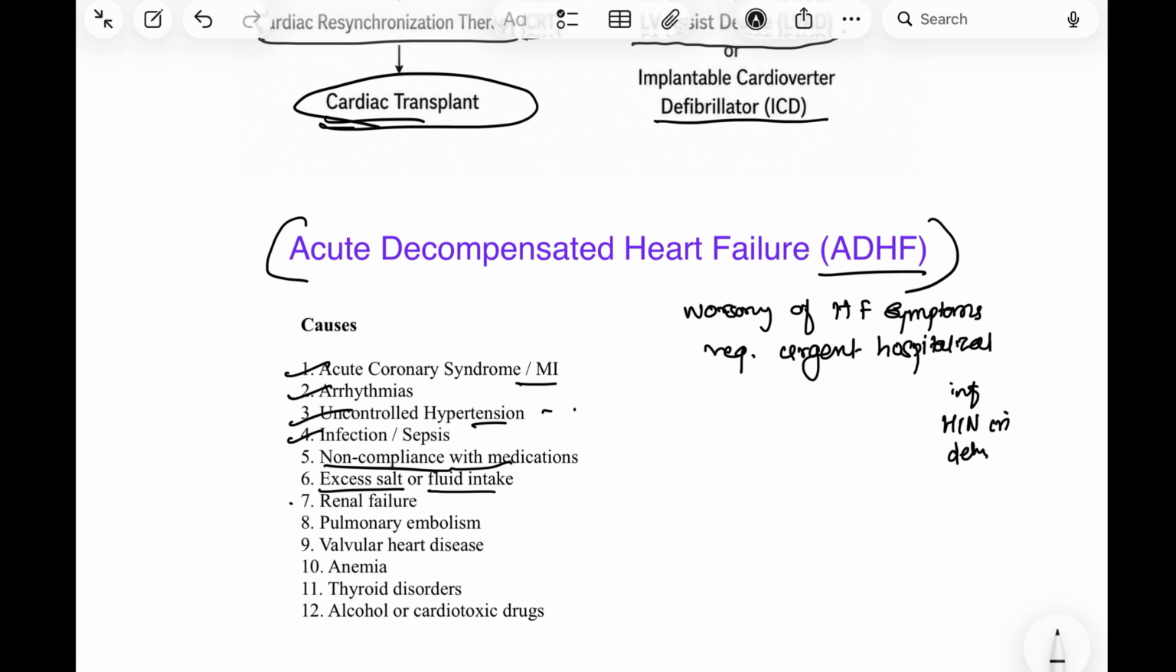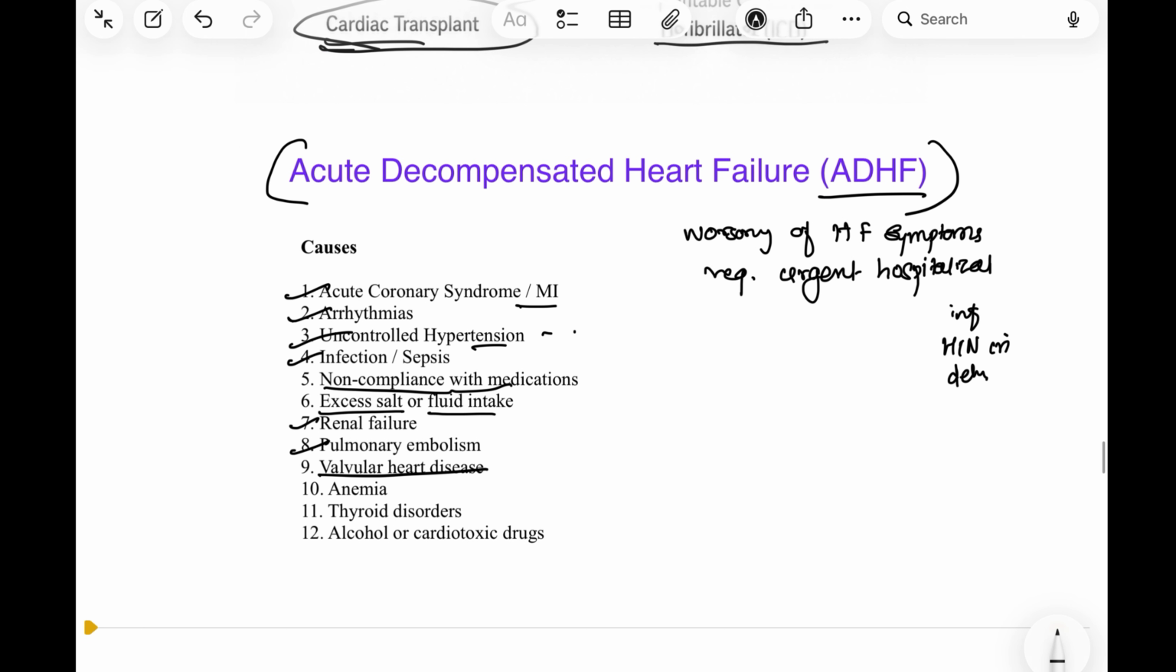Also, if the patient consistently has renal failure or a history of renal failure, one of the causes is pulmonary embolism as well. The worsening of valvular heart disease is also associated with heart failure patients. Then there is anemia, thyroid disorder, and alcohol and cardiotoxic drugs as well, right? So this is ADHF.